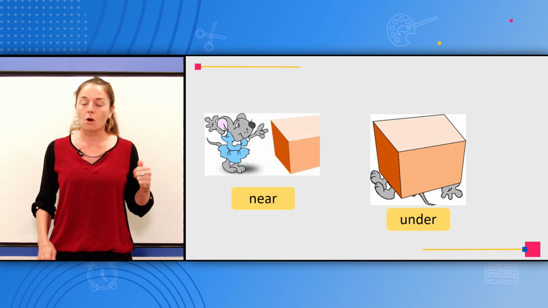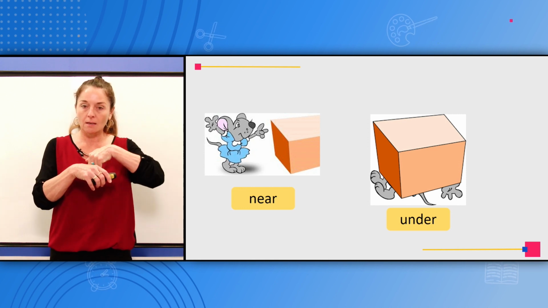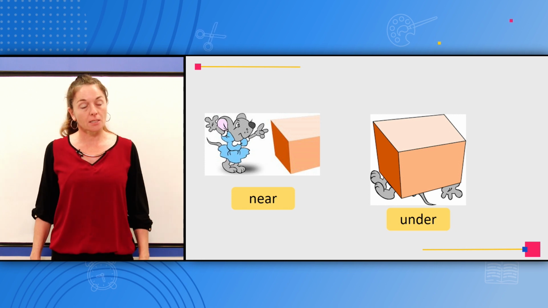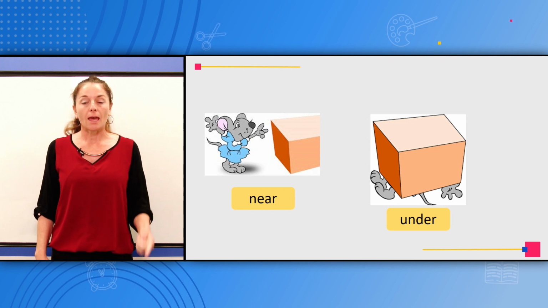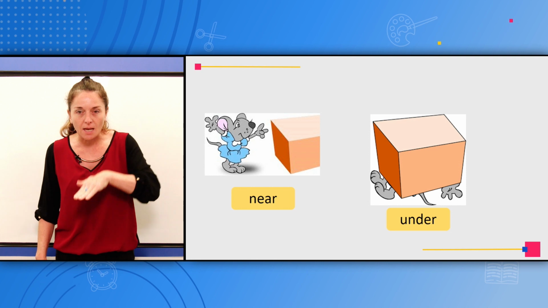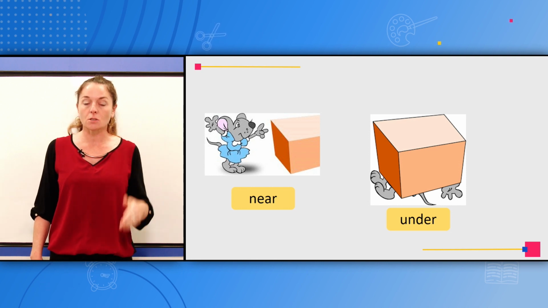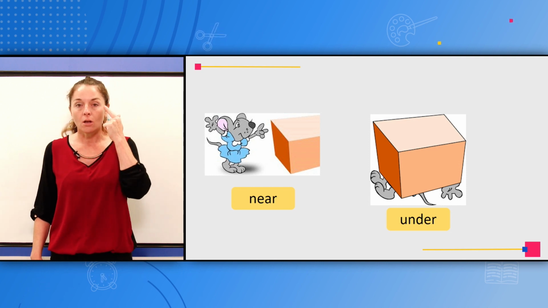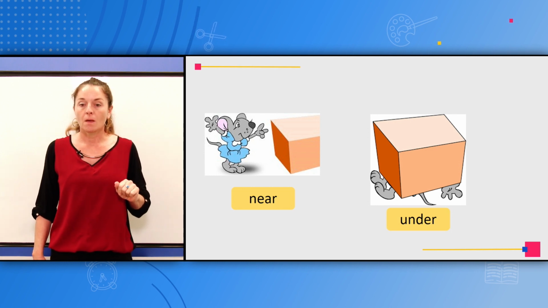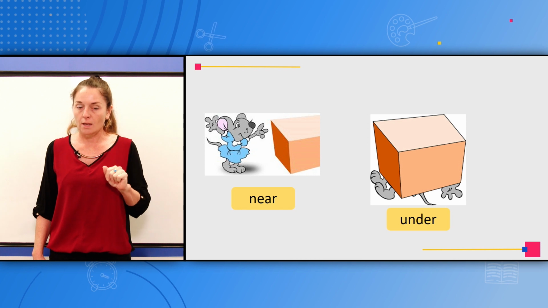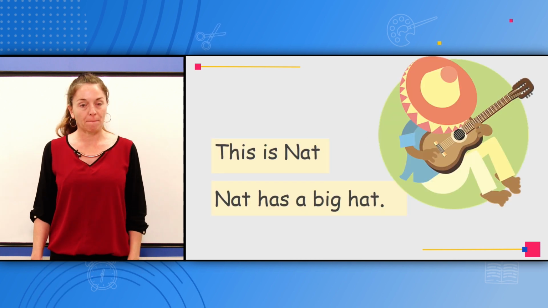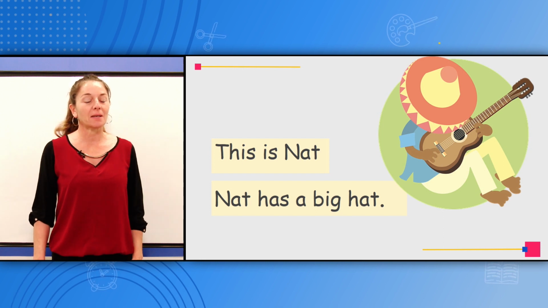Near. We know on, in, near. Near is like next to, okay? And we have under. Under, we can't see the rat, it's under the box. Okay, so near and under. Look how they are written. Near, under. Okay, look for these words in the story. Let's begin. Read the story, please.